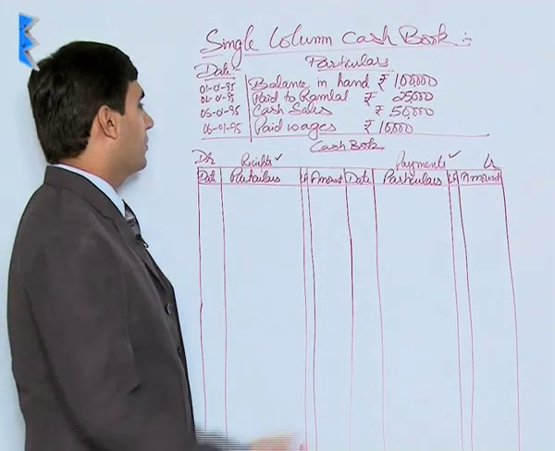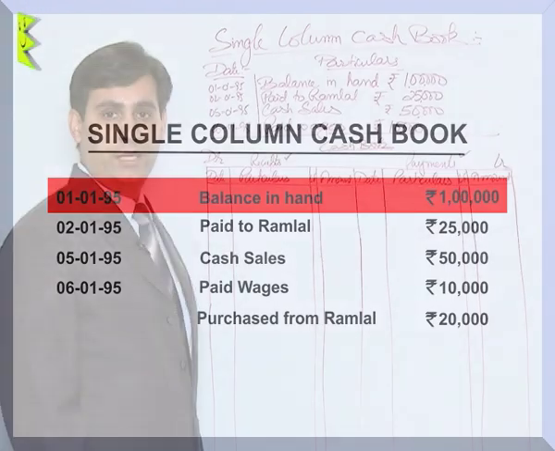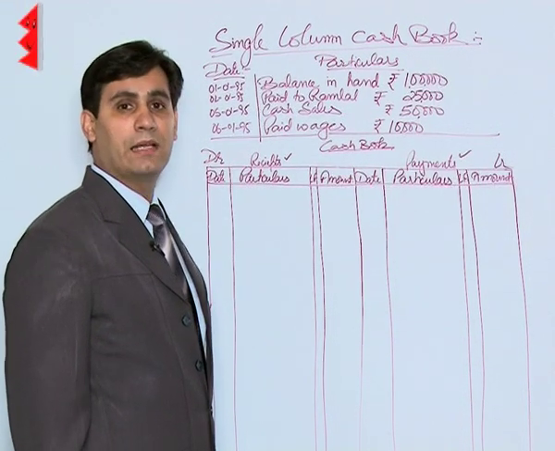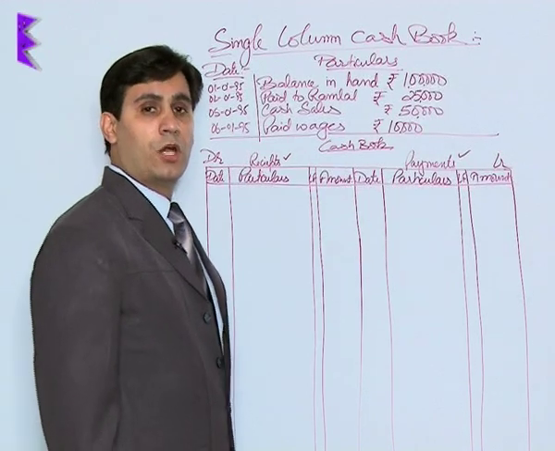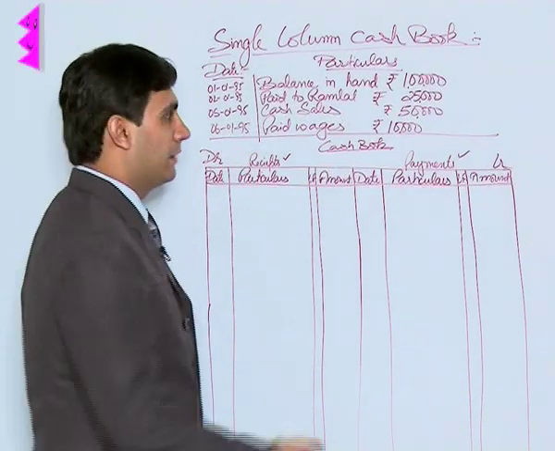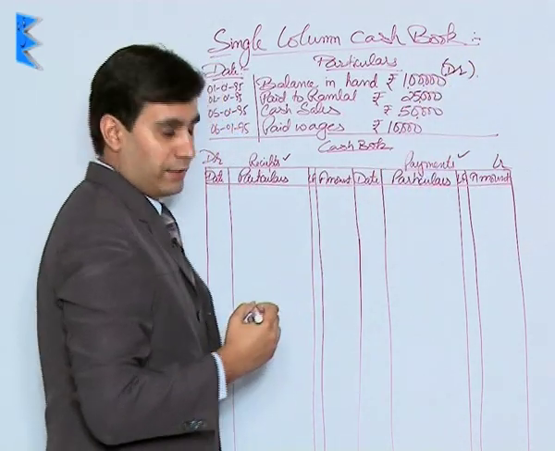Now the first transaction that we have is on 1st January 1995, balance in hand. Now students, what does this imply? It implies that we have a cash balance of rupees 1 lakh in our hand from the previous accounting period. So now cash is an asset. Like all assets, cash has debit balance. So it is debit balance.